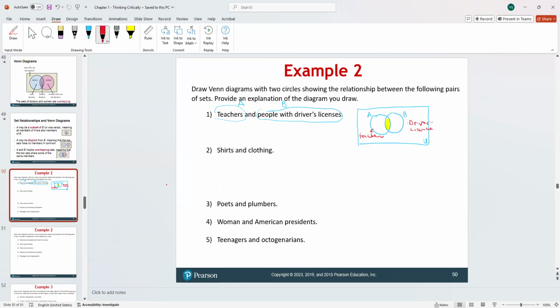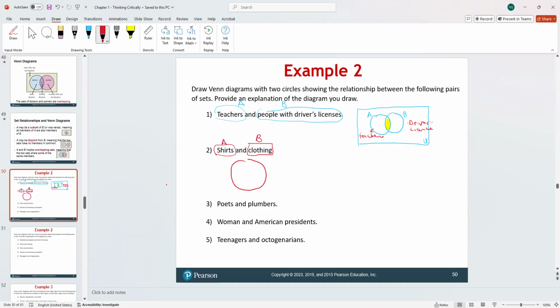Shirt and clothing. So let's call this one A and let's call this one B. We said and. Now, what you need to verify on this one, okay, are they overlapping subsets or disjoint? So we can say, do you believe all shirts are clothing or all clothing are shirts? Yeah. If you say shirts, then they are clothing. That's a subset.